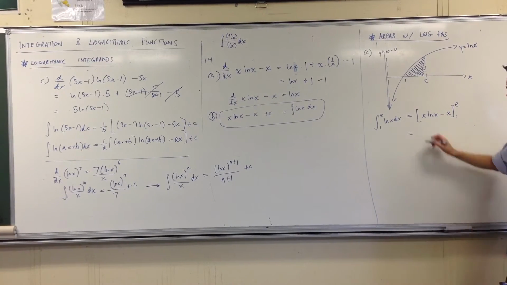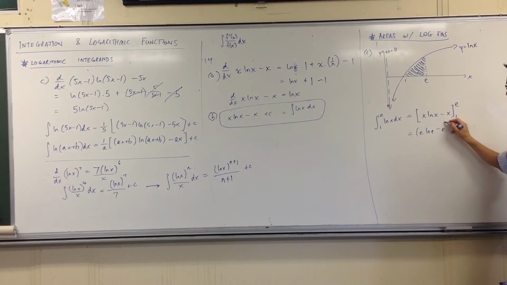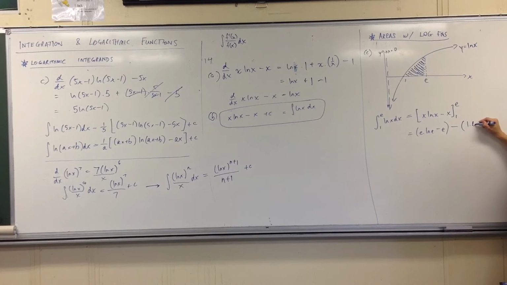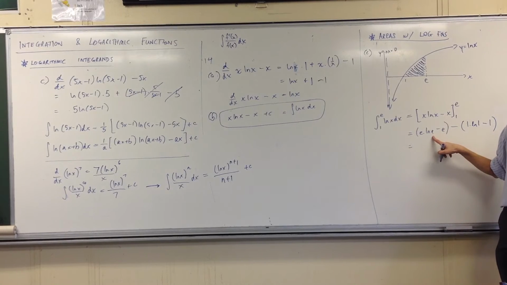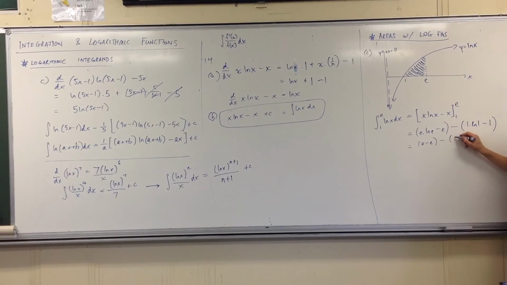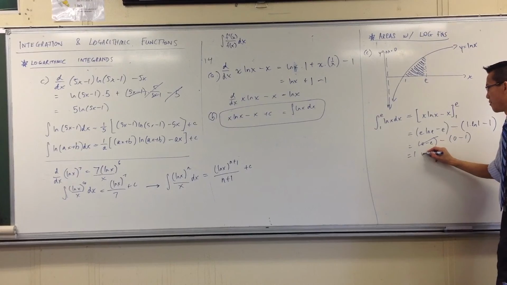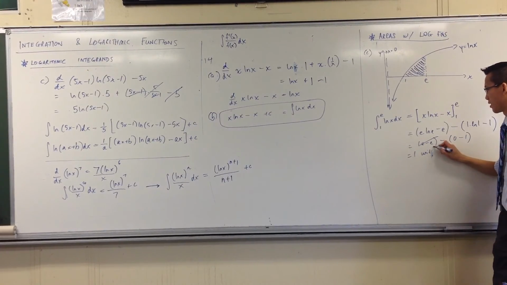You do the upper bound first. So I'm going to get E times log E minus E. Then you subtract the lower bound. So what are we going to get? 1 times log 1 minus 1. What's log E? It's 1. So this is actually E minus E. Minus, what's log 1? 0. So this is 0 minus 1. So this disappears. That doesn't matter. Double negative, you get 1. You're like, what? All that work just for 1. So there's your actual, sorry, singular, there's your area.